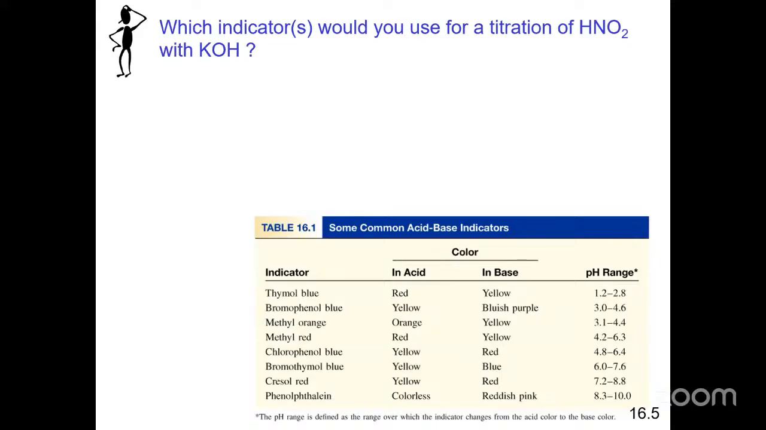So let's look at this example. It says, which indicator would you use for the titration of nitrous acid with potassium hydroxide? So the question you have to ask yourself is, what type of acid is nitrous acid? And you would say what? What type of acid is nitrous acid?